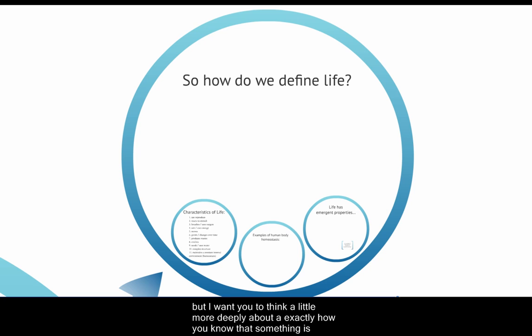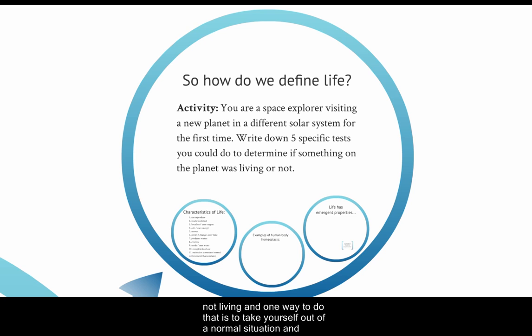And one way to do that is to take yourself out of a normal situation and envision something like this, where you are a space explorer, you've just landed on a new planet, and living things don't look just like everything that they do on Earth. What would you do? How would you figure out if you walked up to some item to determine if it was a living thing or a non-living thing? So sort of think about in your mind, what would that be? Go ahead and pause this and jot down a couple different things you would look for, and then you can compare that to the list we're going to come up with next.